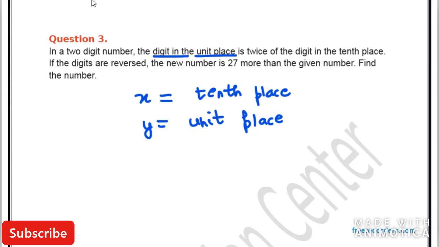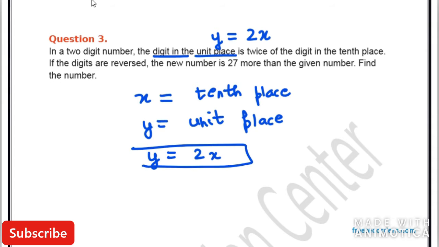Now in the first line, it is given that the unit place, that means y, is equal to twice the digit in the tenth place, so 2x. So my first equation will be y equals 2x.